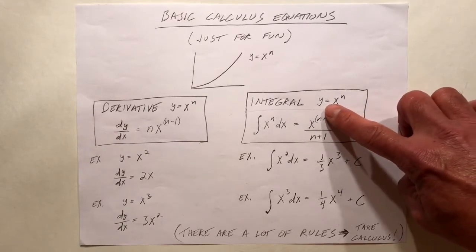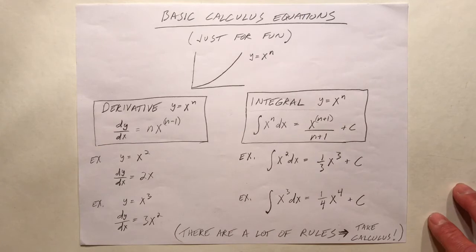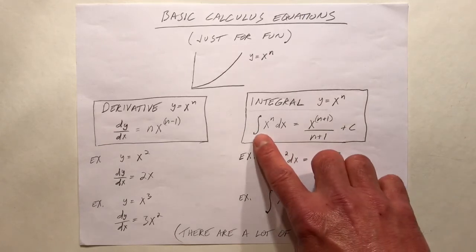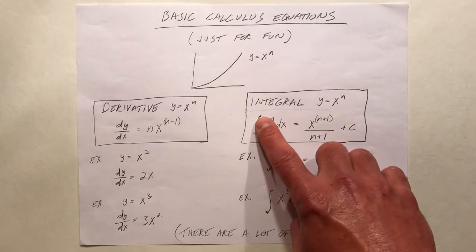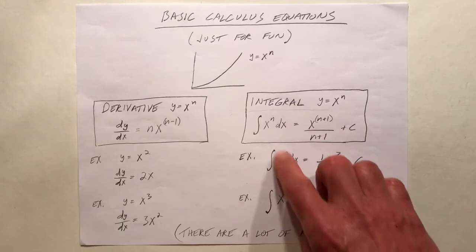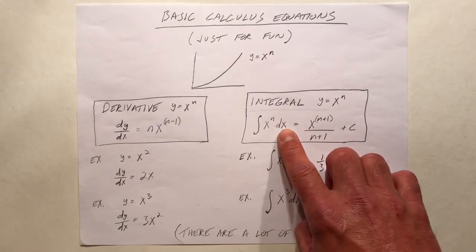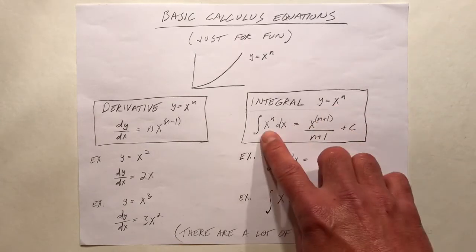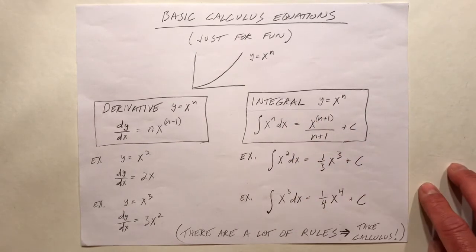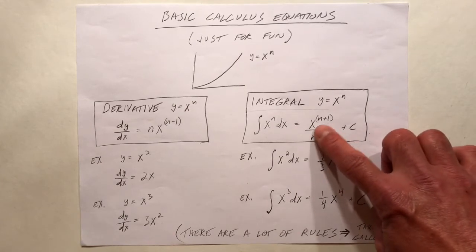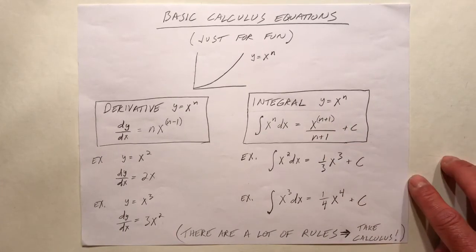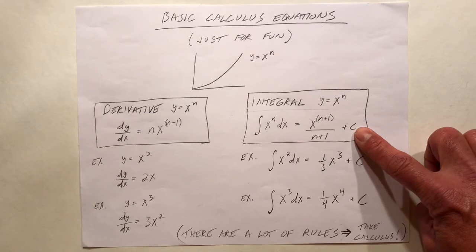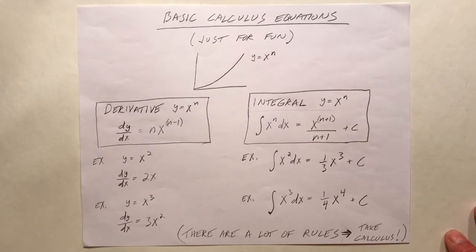If we say that we have y equals x to the n power, then the integral, and this is the integral sign, it looks like an elongated s, of x to the n dx, and that's the format we write that integral, right? X to the n is the y expression, dx. We would say that's equal to x to the n plus 1 power divided by n plus 1 plus a constant. We call that the integration constant.